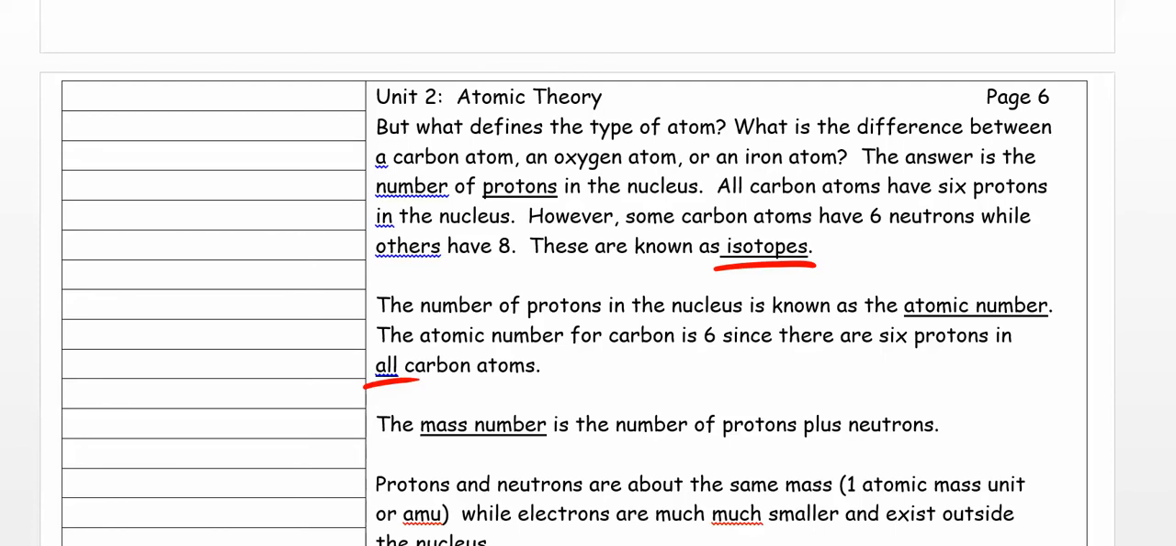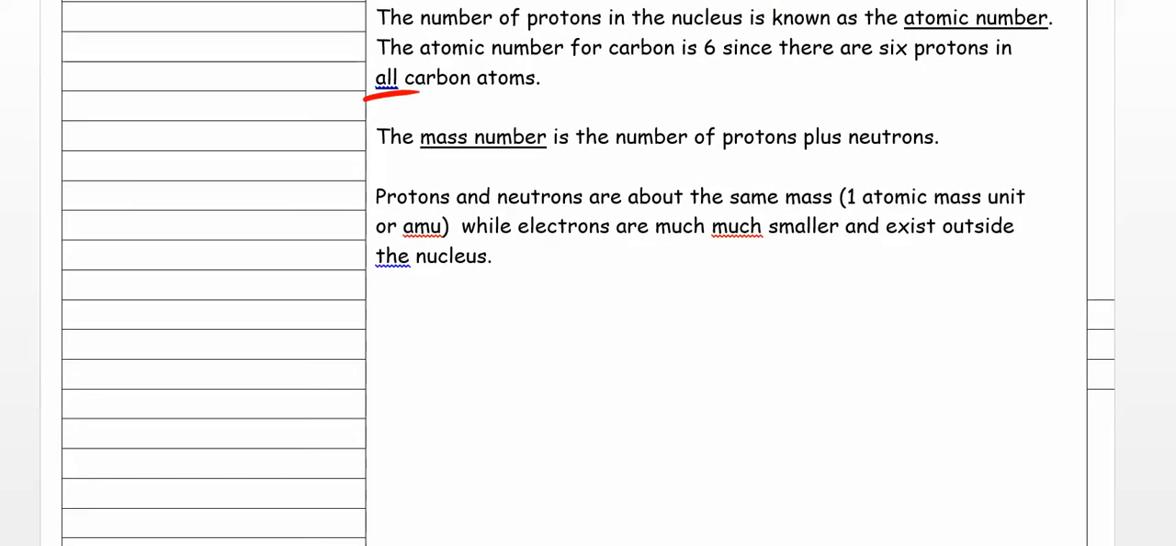Again, though, not all carbon atoms have 6 neutrons, some have 6, some have 7, some have 8. These are called isotopes. Now, the mass number is the number of protons plus the number of neutrons. The mass number is protons plus neutrons. Protons and neutrons are about the same mass, which is 1 atomic mass unit, or AMU, while electrons are much, much smaller and exist outside the nucleus. So if you can imagine having one proton or one neutron sitting on the palm of your hand, it would weigh about 1 atomic mass unit, or 1 AMU.